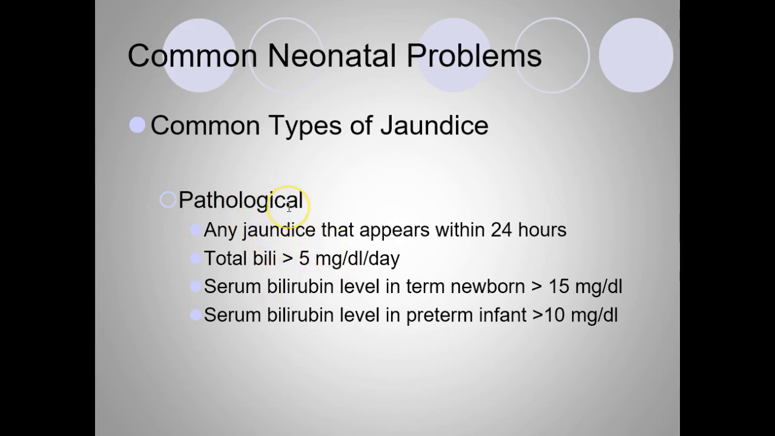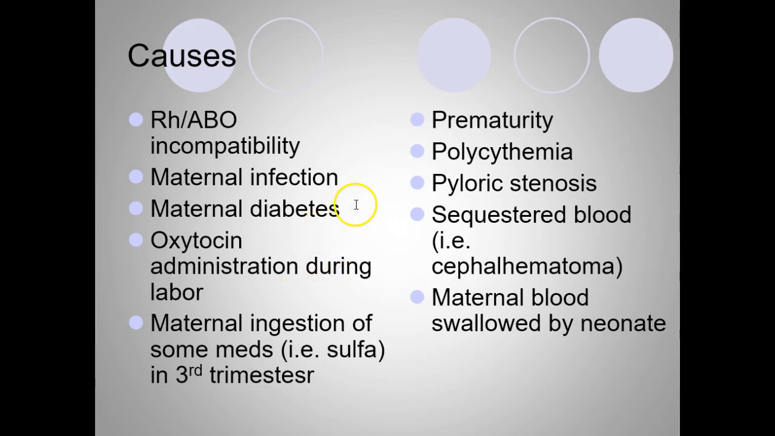So you guys, pathologic, what you really need to know is it appears in the first 24 hours. That's how we know it's really high. And the total bili is 5 milligrams per deciliter on that first 24-hour period. So what causes neonatal jaundice? We've talked about this: Rh and ABO incompatibility, maternal infection, diabetes, oxytocin administration during labor, because this can injure the baby.